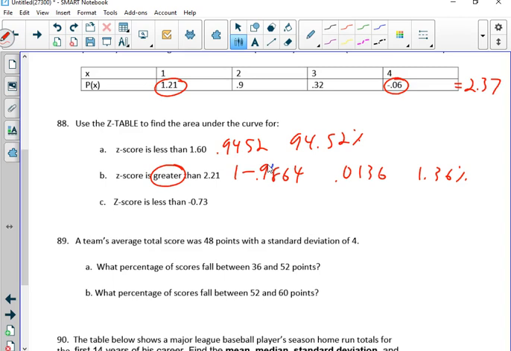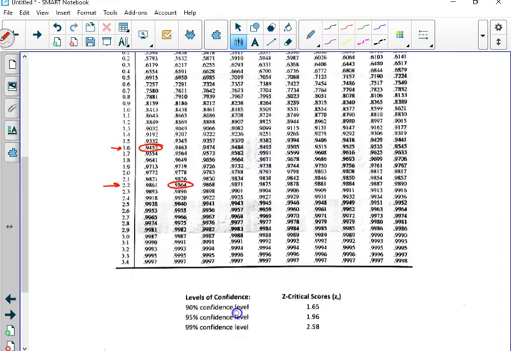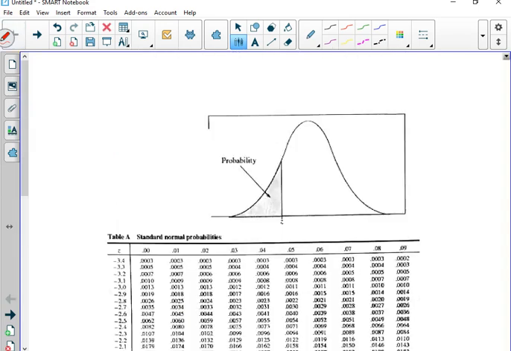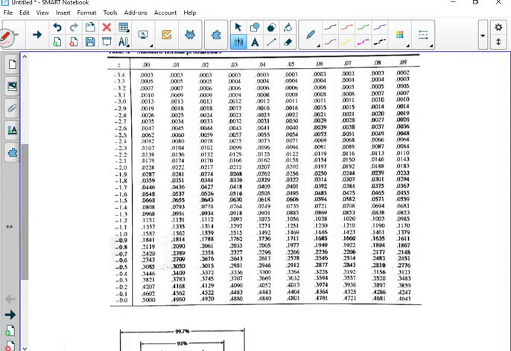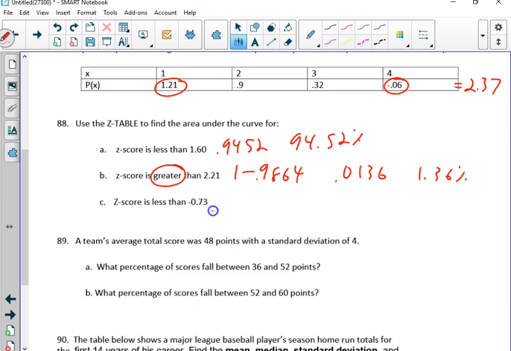Less than negative 0.73. You have to be careful with this one because now we need the negative side. Negative 0.73. Here's 0.7, and here's 0, 1, 2. This is the one we want right there, 0.2327, which is 23.27%.